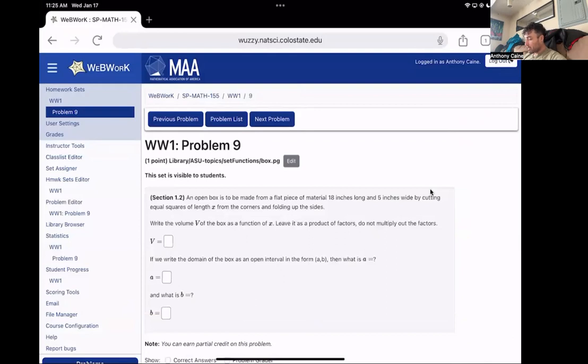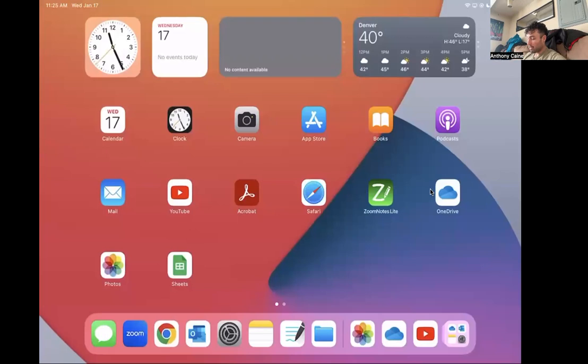All right, I've got a volume of a box, and it's made from a flat piece of material, 18 by 5, cut in equal sides. Great. Write down the volume as a function of x, doing to multiply out the factors. You got it. All right.